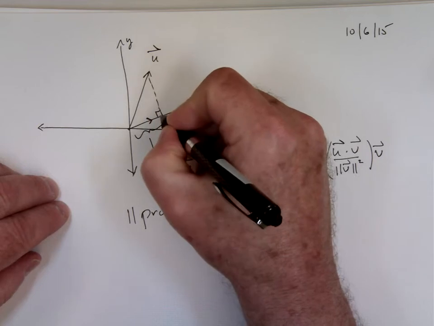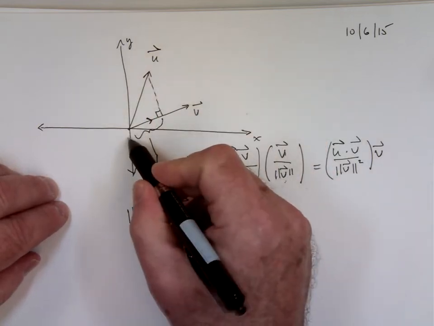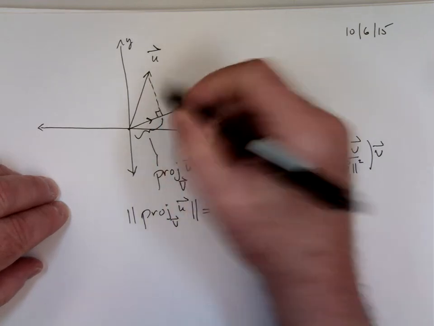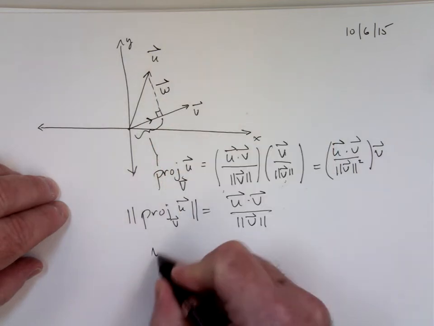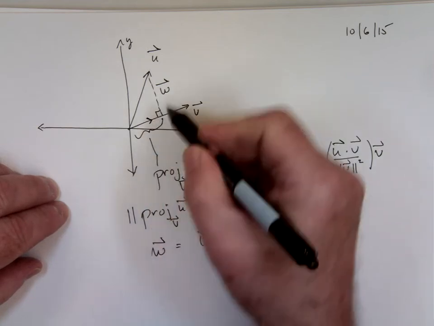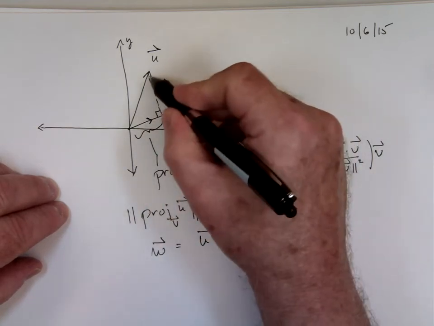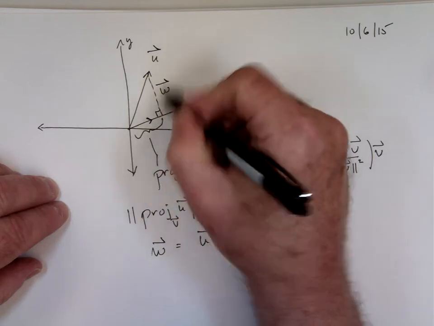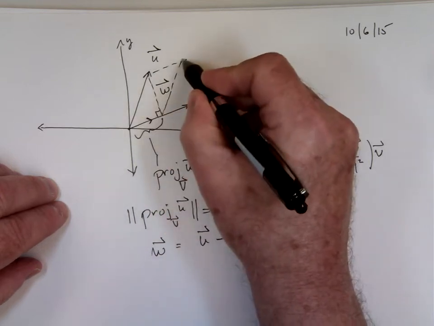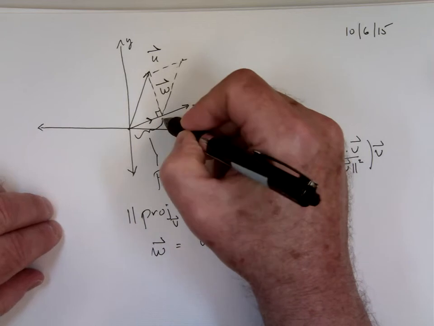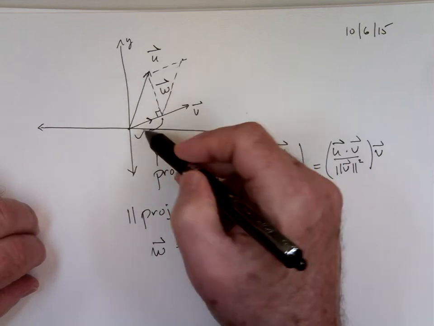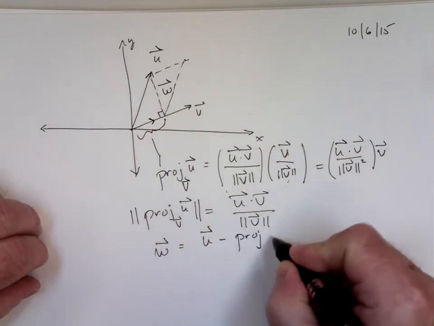If you want this, it's the difference between U and the projection. This is the orthogonal projection here, call this W, where W would equal U minus the projection. It's the difference of those two. After all, if you complete this parallelogram here, the main diagonal of this parallelogram is the sum of those two vectors. The minor diagonal is the difference of those two vectors. So this is U minus the projection of U on V.